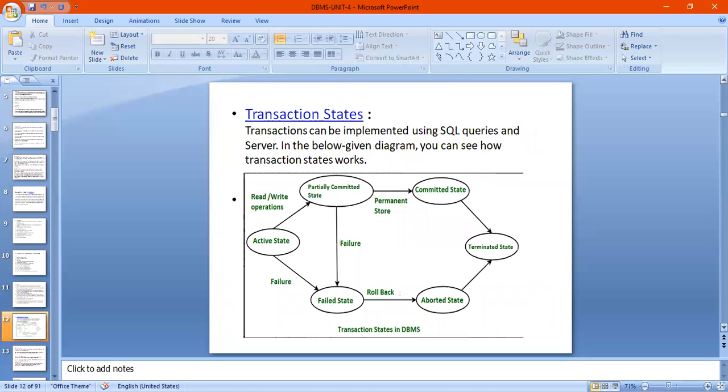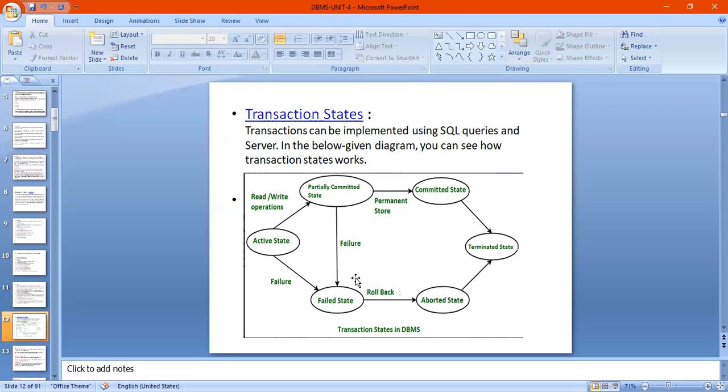So now we have seen what a transaction means. Its transaction states can be implemented using SQL queries and a server. In the diagram below, you can see the transaction states: the active state, partially committed state, committed state, terminated state, aborted state, and failed state. From the active state, it first goes to the partially committed state, where the read-write operations go on. From there, it goes to the committed state with the store operation.